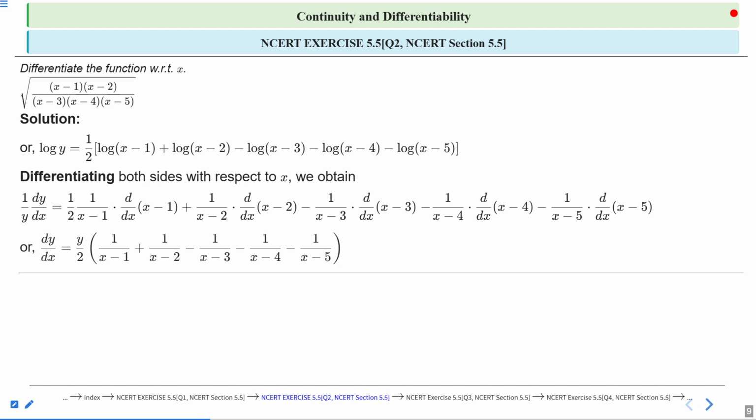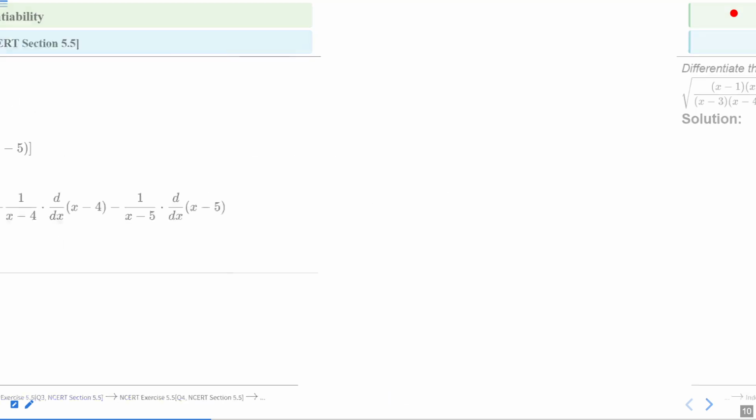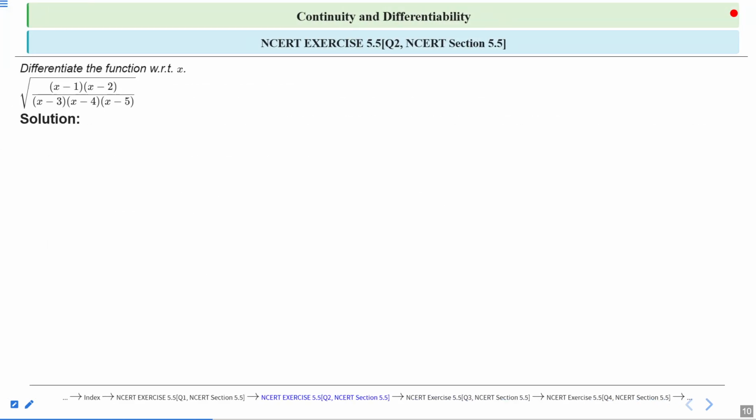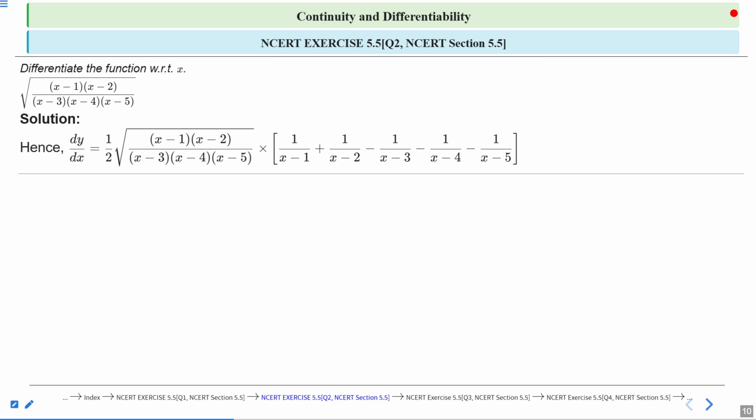Or dy by dx will be equal to y upon 2 [1 upon (x minus 1) plus 1 upon (x minus 2) minus 1 upon (x minus 3) minus 1 upon (x minus 4) minus 1 upon (x minus 5)], right? Clear? Hence, dy by dx will be equal to root over [1 by 2 root over (x minus 1)(x minus 2) upon (x minus 3)(x minus 4)(x minus 5)] into [1 upon (x minus 1) plus 1 upon (x minus 2) minus 1 upon (x minus 3) minus 1 upon (x minus 4) minus 1 upon (x minus 5)], right? Okay, let's move to the next question.